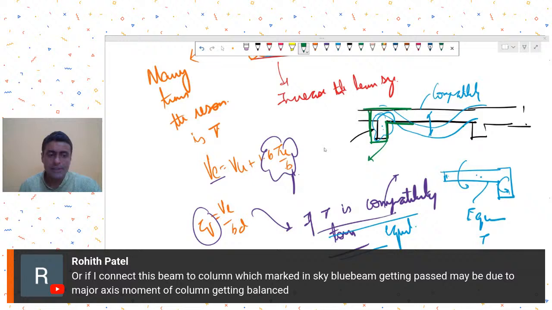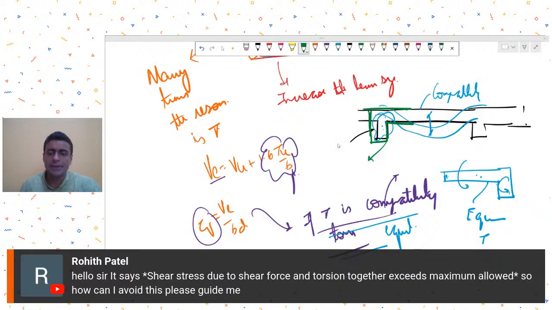Mr. Rohit Patel is saying, or if I connect this beam to the column marked in sky blue, the beam getting passed, maybe due to major axis. See, major axis moment of column. So you investigate this. I didn't understand this comment properly, what you wrote next. But you investigate these things that I just said. First do that and then take that call.